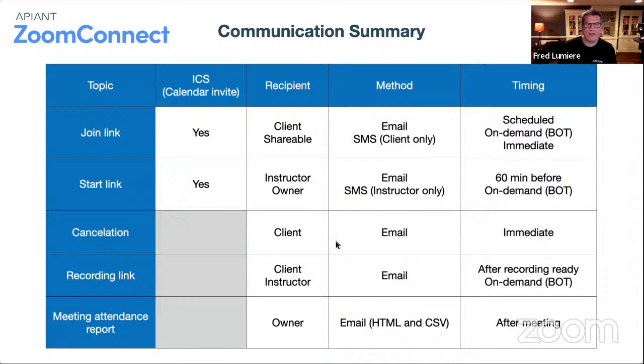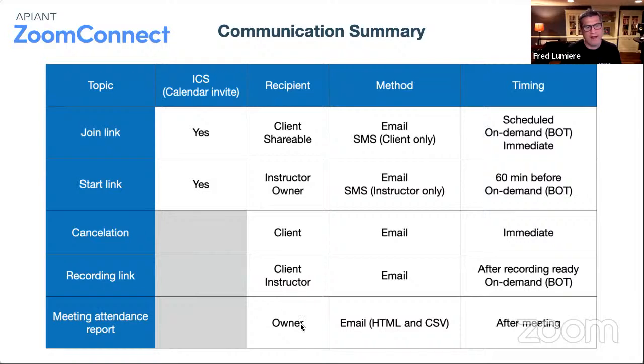Okay. Cancellation is just for the client. It's an email. It's immediate. Recording link is for the client or the instructor, and that's an email. And this is after the recording or on demand with the bot. And then the meeting attendance report, that is after your meeting. You have a report of how many, who showed up and who didn't.